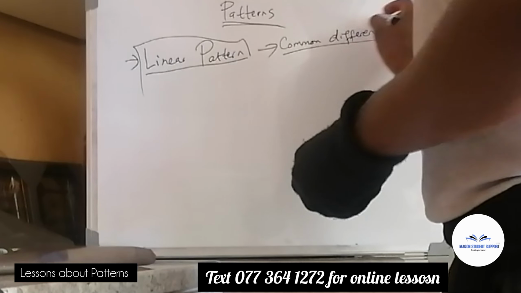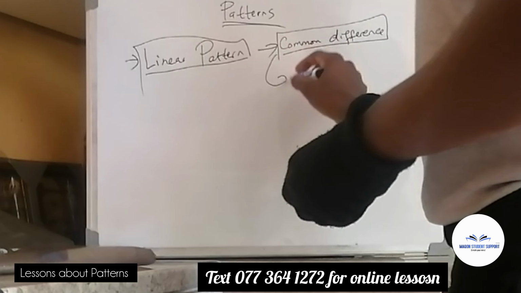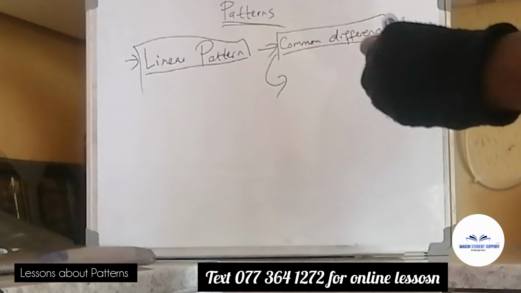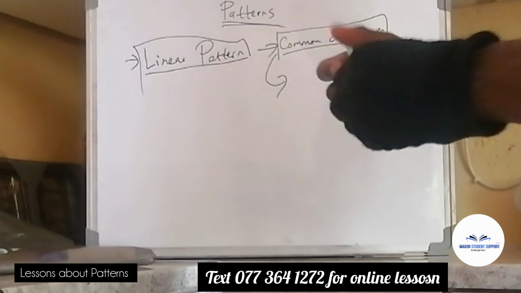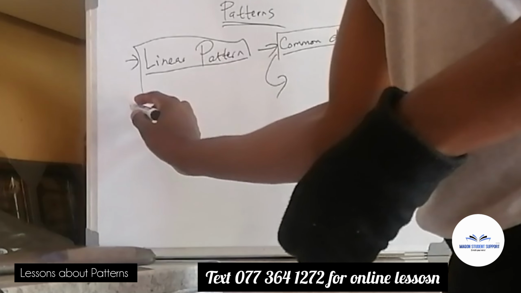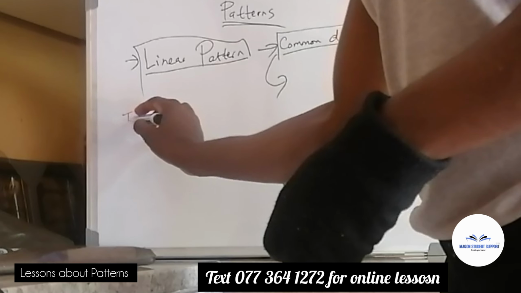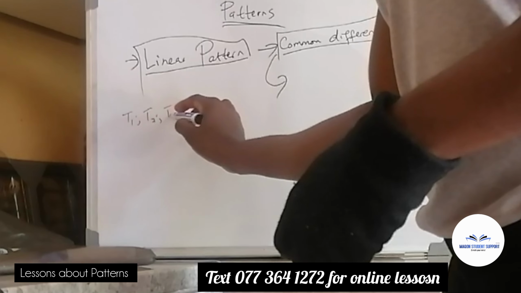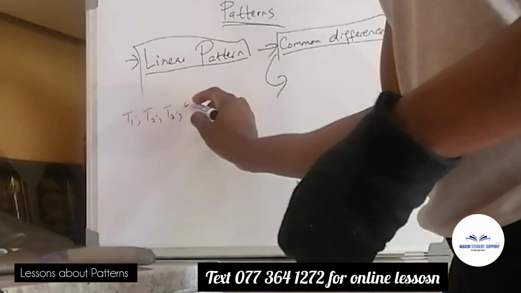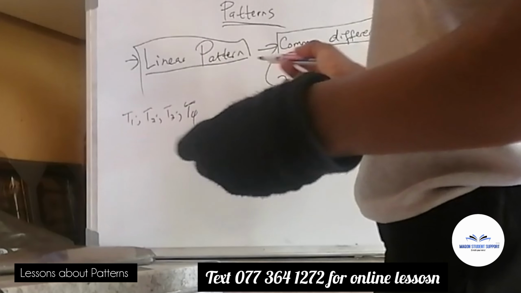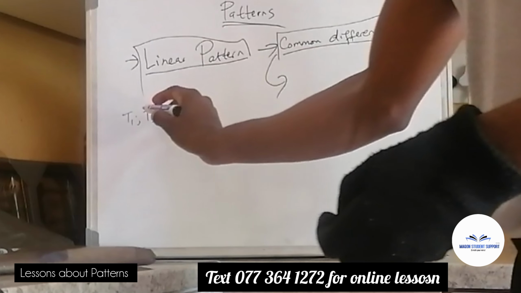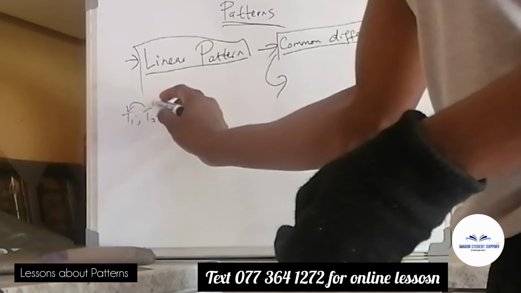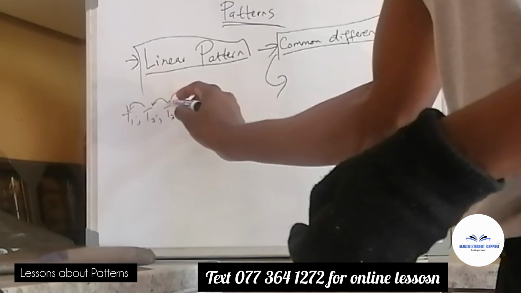A common difference is calculated when you take two consecutive numbers. Let's say you have a pattern here. In this pattern you have term 1, term 2, term 3, term 4. To calculate the common difference, you subtract term 1 from term 2, then term 2 from term 3, and then term 3 from term 4.